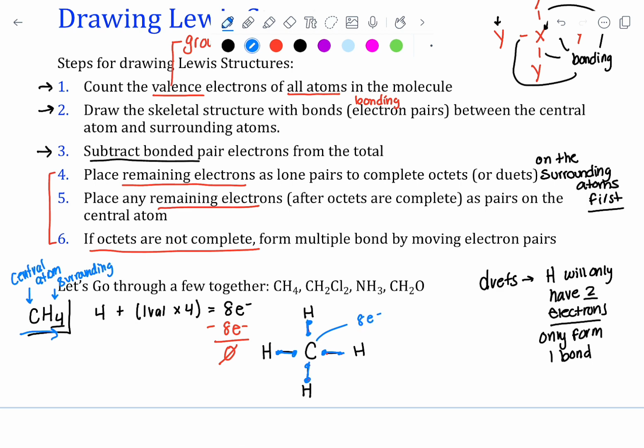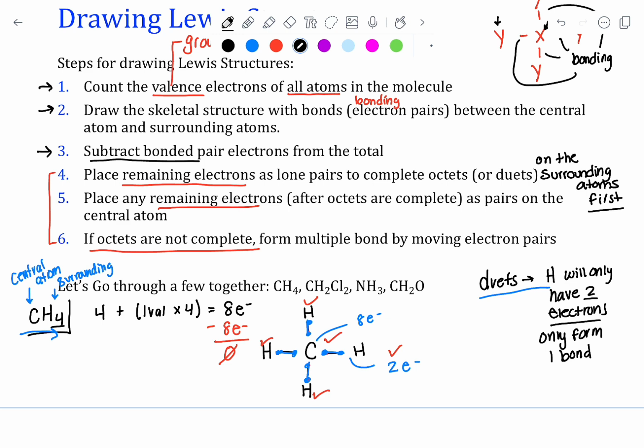And hydrogen, each hydrogen has 1, 2 electrons. And remember, hydrogen forms a duet, so it will only take on 2 electrons. So our octet for carbon is complete, and our duet for all hydrogens is complete. So our structure for CH4 is C with the 4 hydrogens around it, each with a single bond.